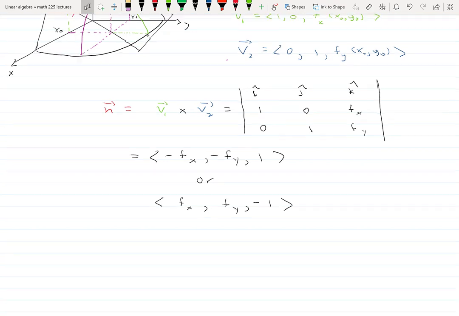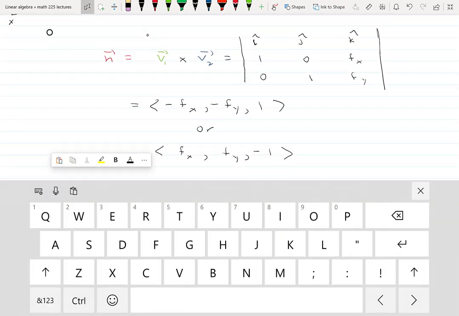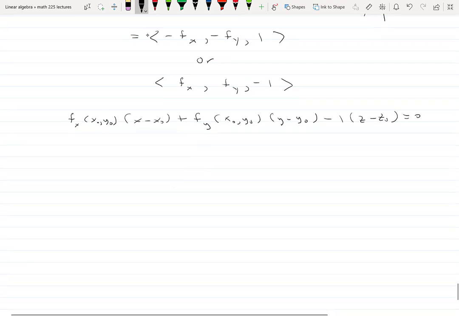Now here's the deal. That's a normal vector. So the normal vector is f sub x at x naught, y naught, f sub y at x naught, y naught, and negative 1. Let's find the equation of the plane. The equation of the tangent plane is the first component of my normal, f sub x at x naught, y naught, times x minus x naught, plus the second component, f sub y at x naught, y naught, times y minus y naught, minus 1 times z minus z naught, equals 0.